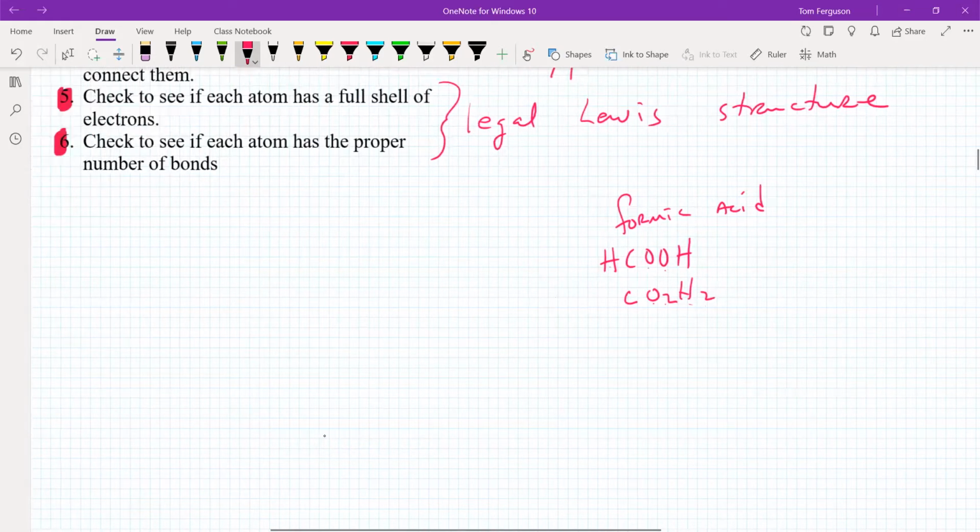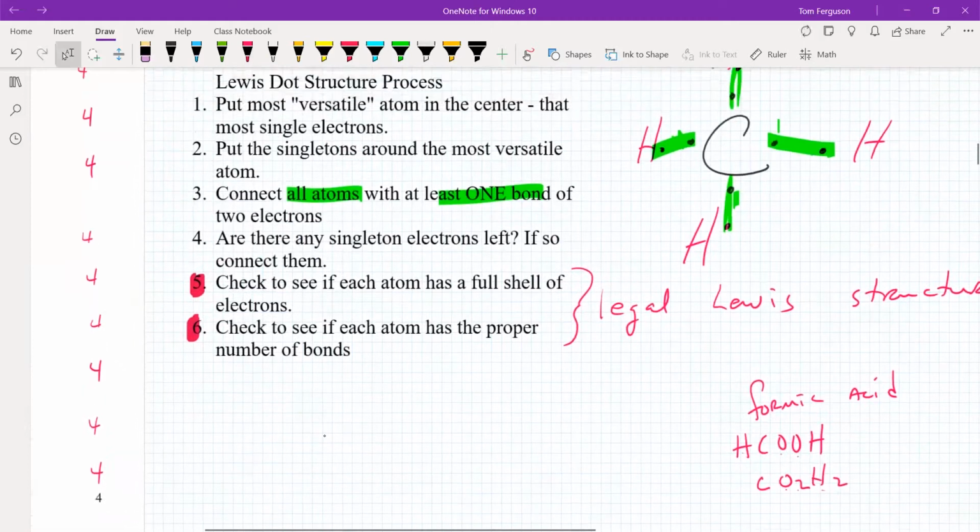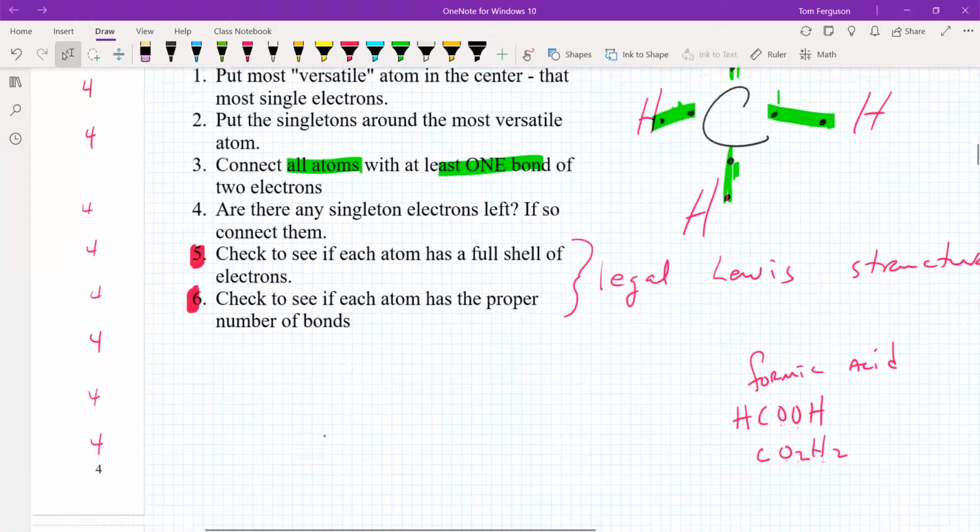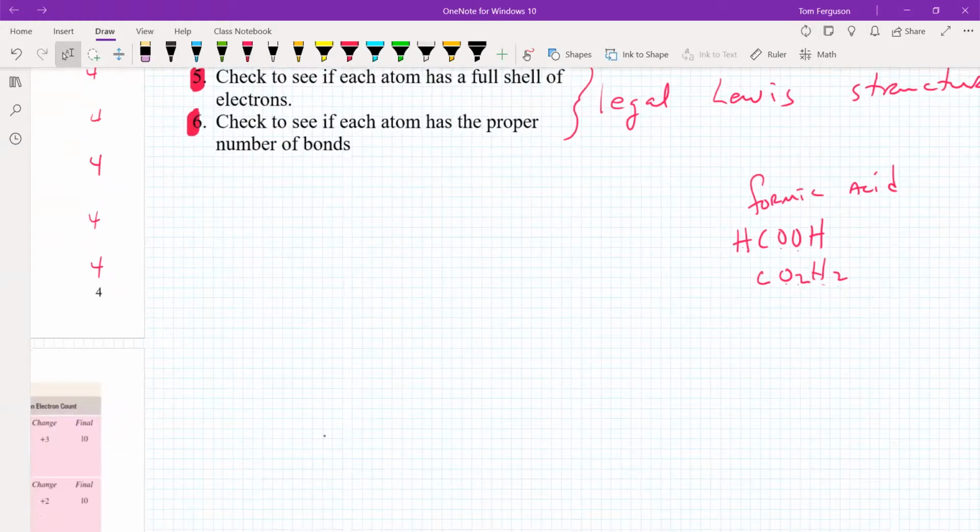So let's look at our rules here. Step number 1 is put the most versatile atom in the center. Now hydrogen is always a singleton. Hydrogens always go on the outside because they only have a single. What do we have left over if we don't look at the hydrogens? We have carbons and oxygens. Which is more versatile? Which has more singletons, the carbons or the oxygens? The carbons do. So that means the carbon goes in the middle.